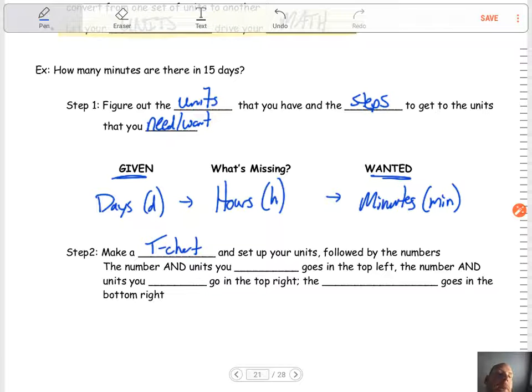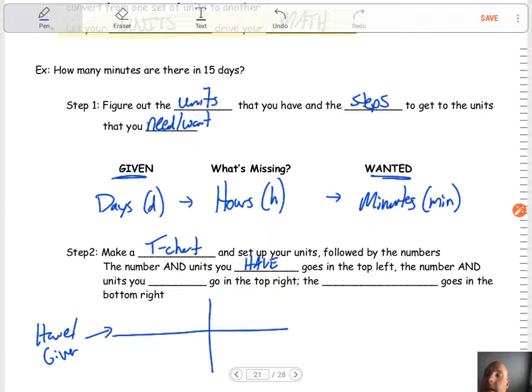Okay, we're going to set up our units, then followed by our numbers. The number and the unit you have goes first in the far top left. So here's what a T-chart's going to look like. Bam, it looks like a big T. What we have, or our given, goes up here. So in this case, we have 15 days.